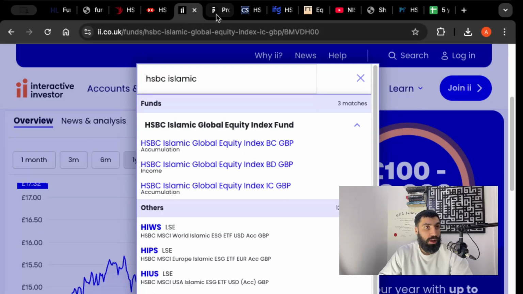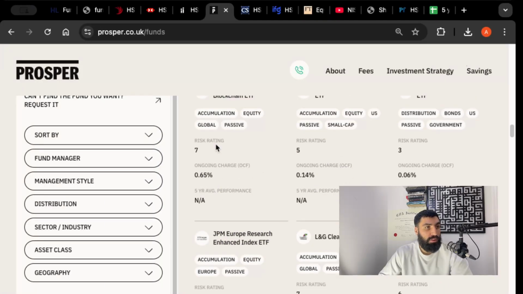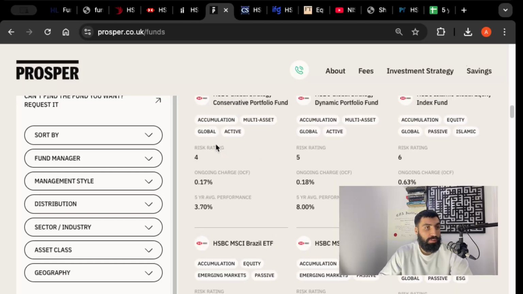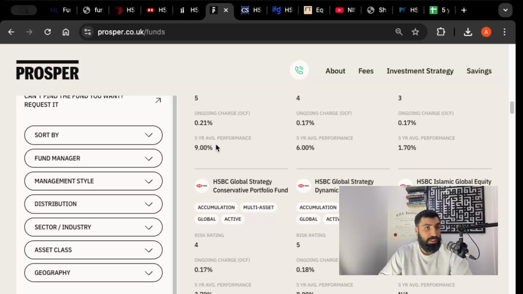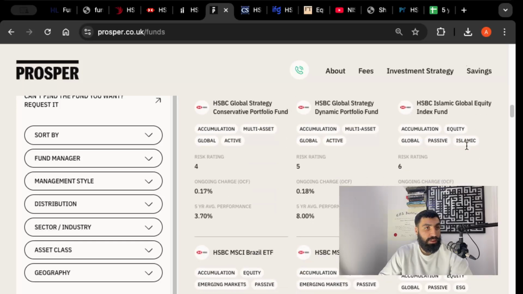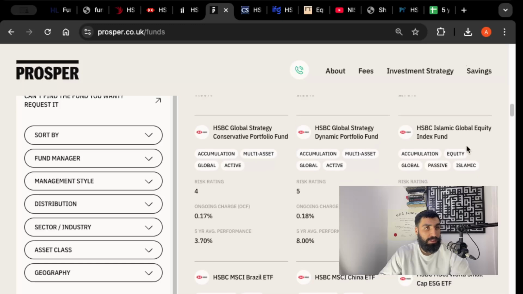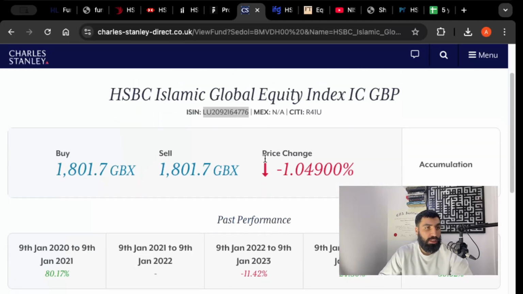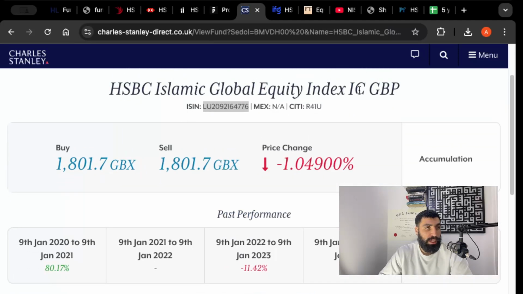There are other brokerages as well that have it. Prosper have this fund as well. Again, another brokerage company. Prosper's quite cool because they don't have any platform fees. And you can see it there, HSBC Islamic Global Equity Index Fund, but they don't tell you what version they have. But we will be able to work out what version they have after we dive into it a little bit more. And I'm not going to drive the point home even more, but even Charles Stanley, if you search up HSBC Global Equity Index, they'll have a few. This one here is the IC version.